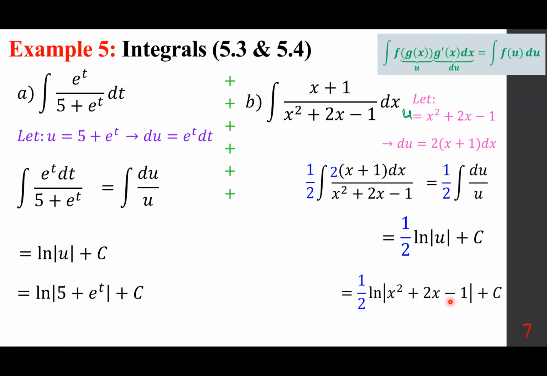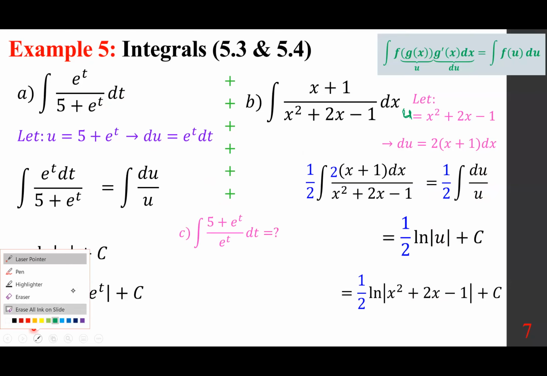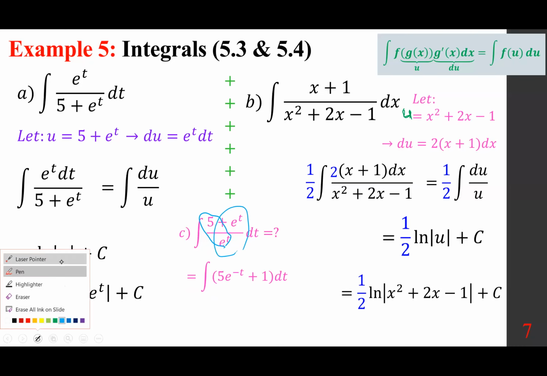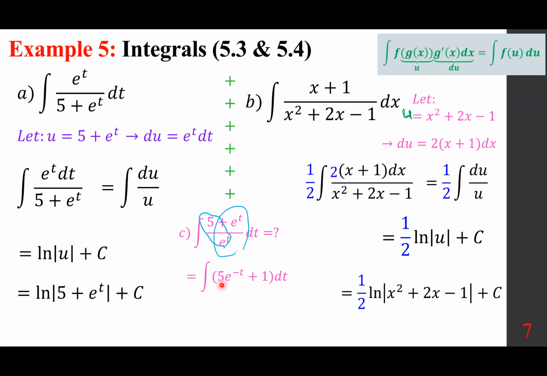Again, on this page, I want to give you the reciprocal of part A. The reciprocal of part A, meaning be careful. We don't have to do the substitution. Sometimes we have to, sometimes we don't. In this example, this is one fraction, 5e to the power of minus t. This is one fraction, which is simply 1. Divide by negative 1 becomes minus 5e to the power of minus t plus t and a constant, and you're done. It's a simple integration.